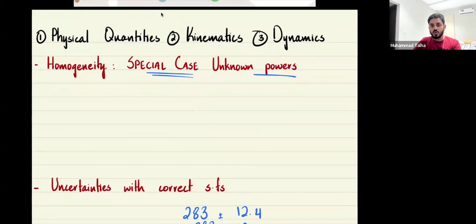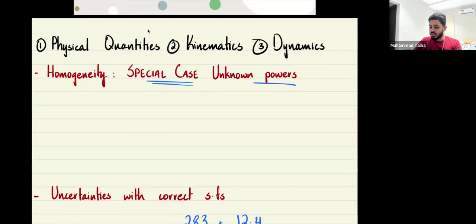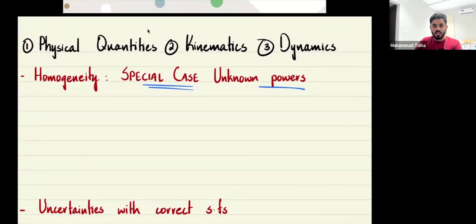All right, first let's do it like this. First, let's look at these three chapters and think about any problems you guys might have with these. First, throw these at me. Physical quantities, kinematics, and dynamics. What do you guys want to discuss regarding these? Anything, guys?